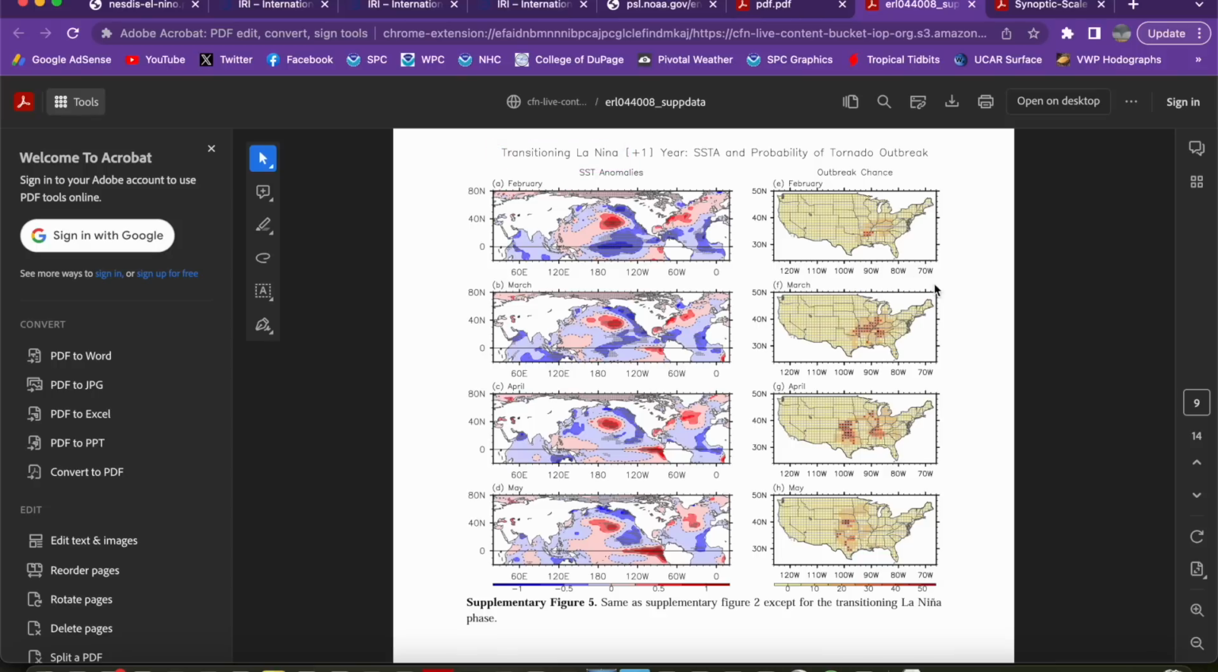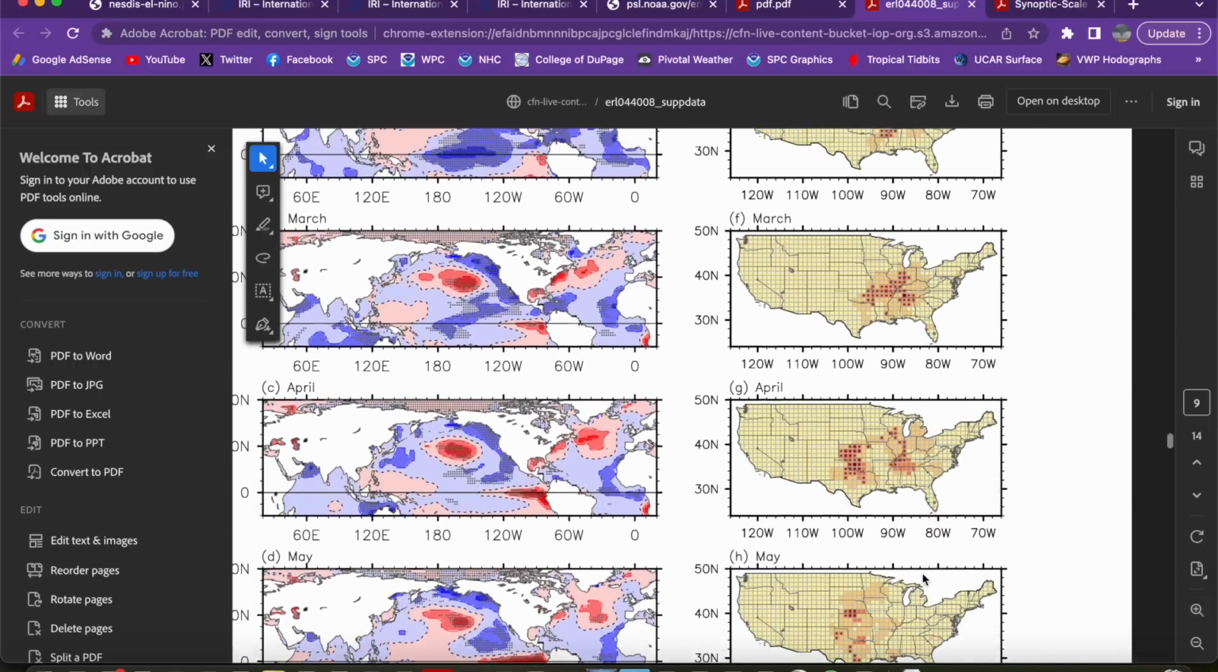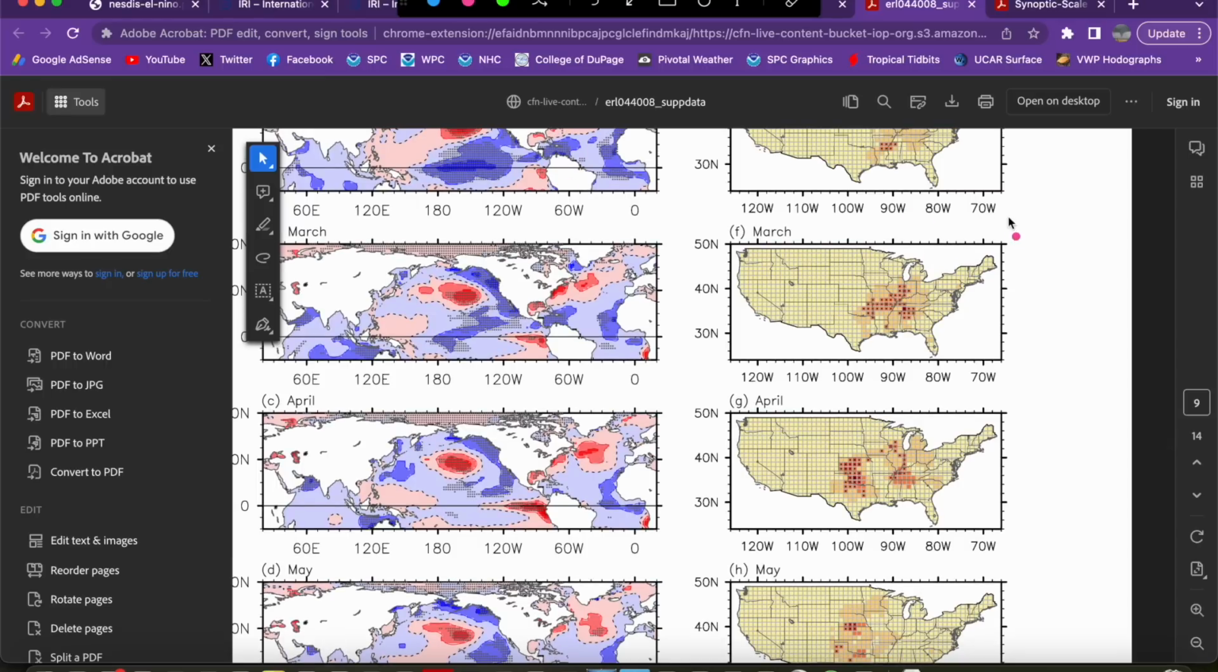And the interesting factors that they found were that the tornado frequency and distribution was most modulated by this transitioning La Nina during the March and April months, particularly in April. So these darker squares are going to be where a tornado outbreak is more probable during a transitioning La Nina. So in the month of March, we had a nice stretch from the Midwest down into Missouri, eastern Oklahoma, and then a little bit of a maximum there in the southeast.